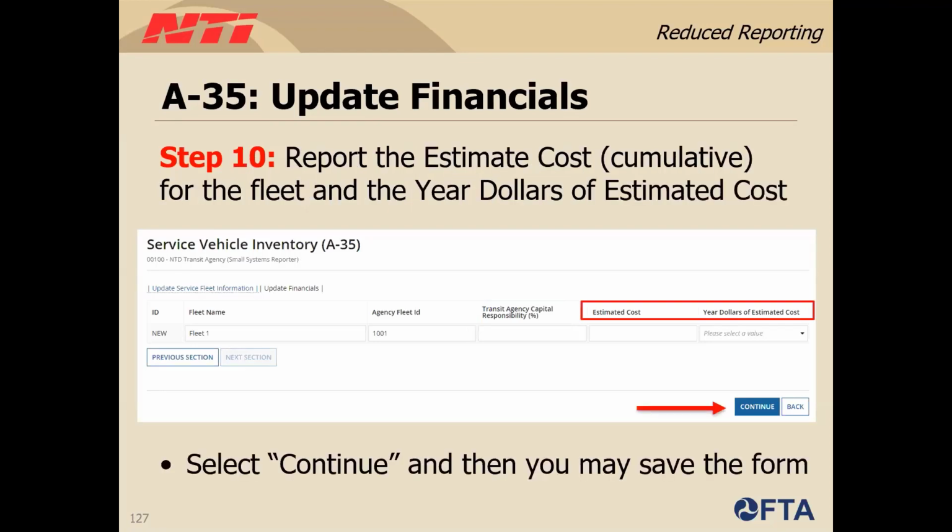Lastly, enter the estimated cost for the vehicle fleet and the year dollars of estimated cost. For the estimated cost, you should report the full cost to replace the fleet, including soft costs such as financing charges. This value should be the most recent value the agency has, whether that is the original cost of the assets or the insured value. The year dollars of estimated cost figure means the year that your estimate is from. If you are using the original cost of the asset and it was purchased in 2012, your year dollars will be 2012.